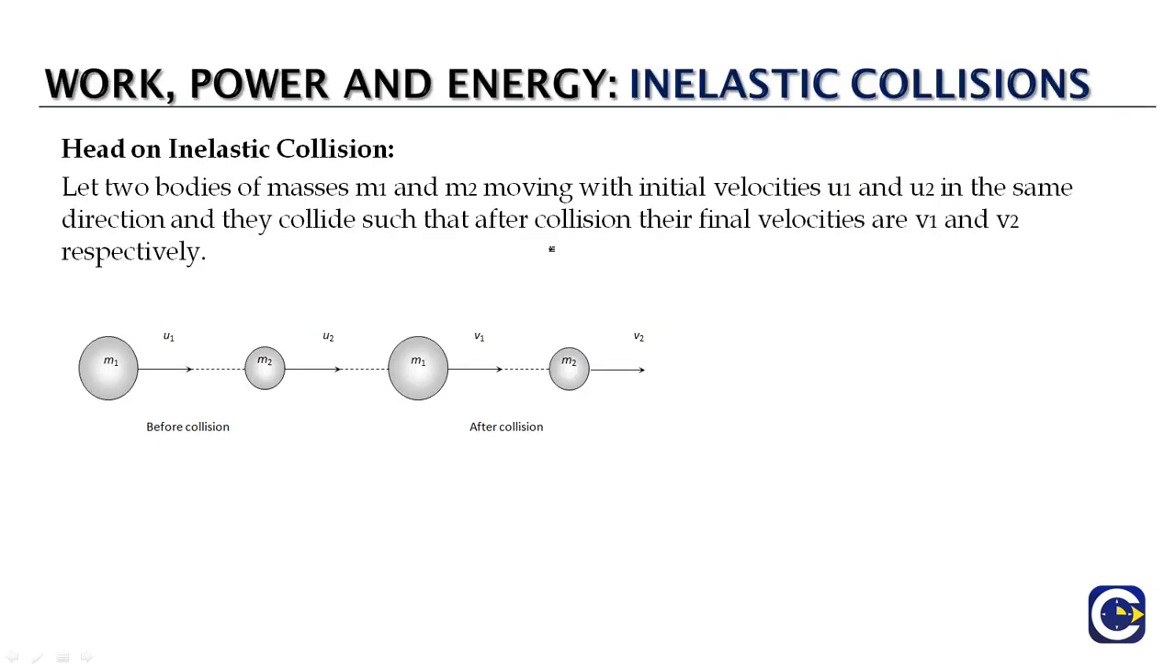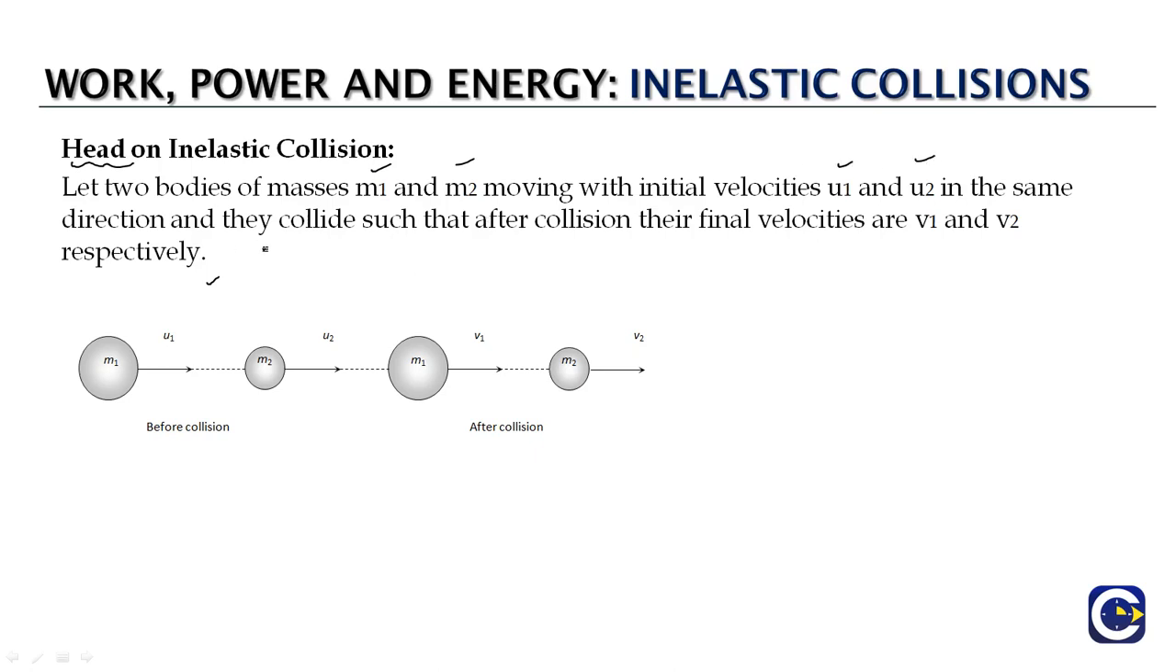So we'll start with the head-on type of inelastic collision. Head-on collisions can also be called one-dimensional collisions. So the particles will have their velocities confined to a straight line, which means all the velocities of the particles before the collision as well as after the collision will be confined to a straight line. So here we'll start with two bodies of mass m1 and m2 which have their velocities u1 and u2 in the same direction.